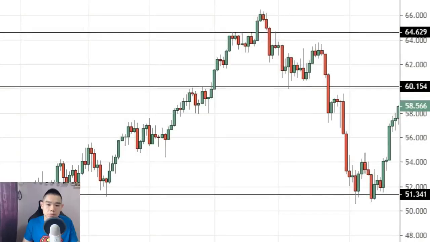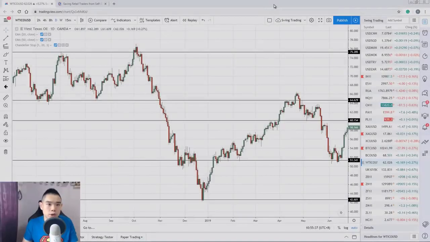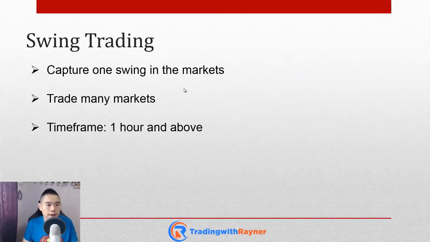So this is a possible area to look to capture one swing in the market. In this case, this will be your one swing, buying from this low and exiting near this high. So there you have this one swing. That is what swing trading is all about.